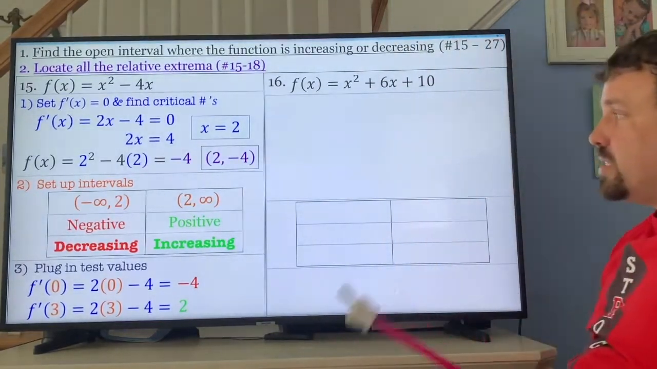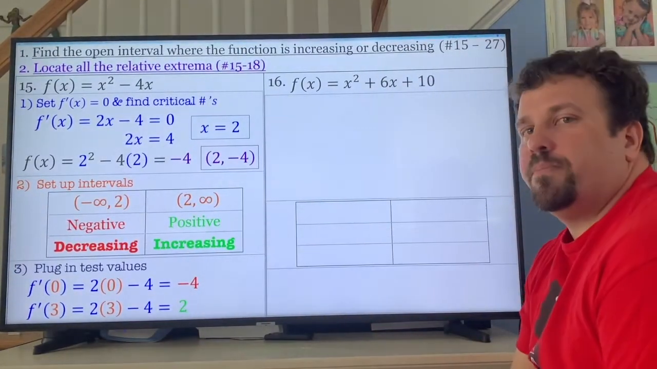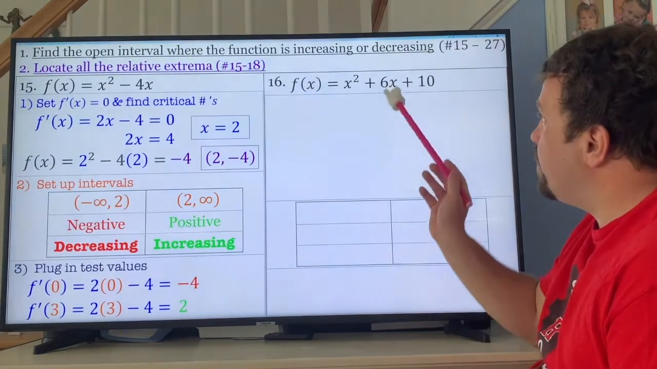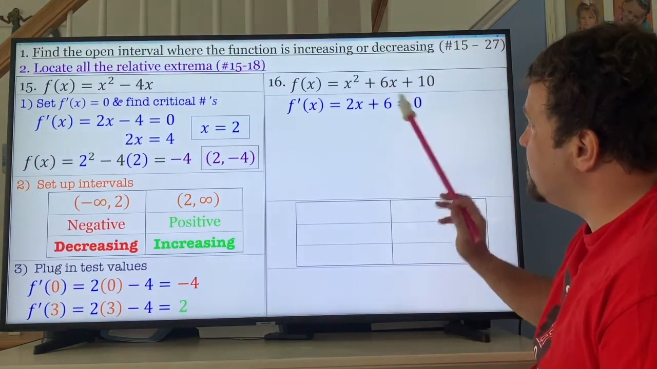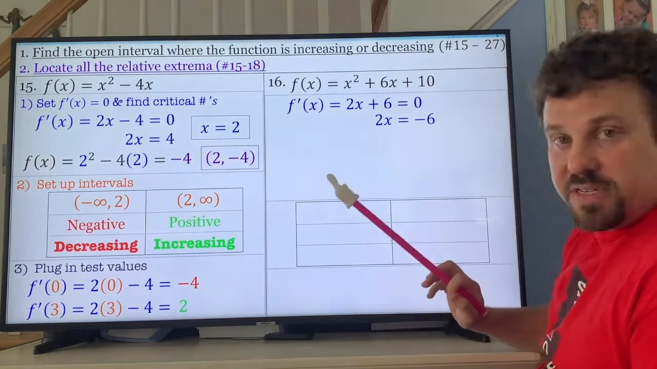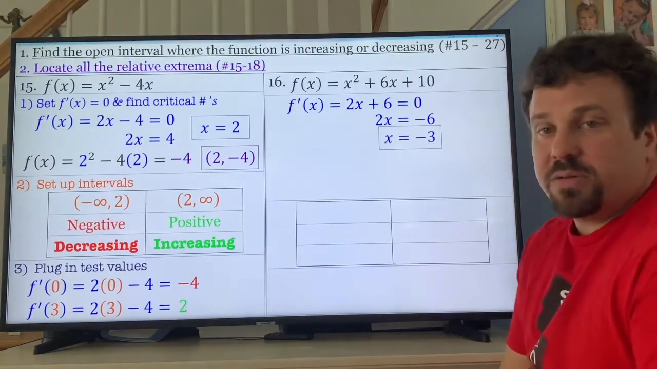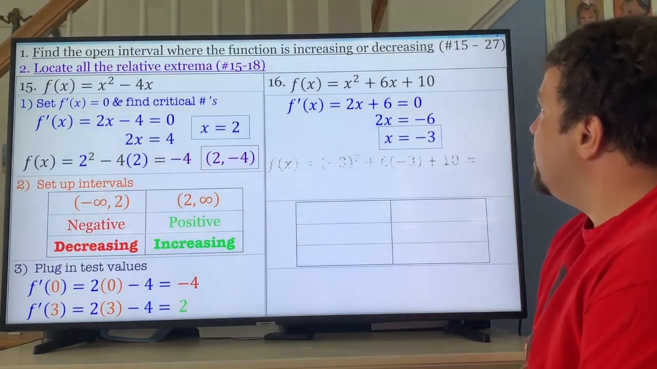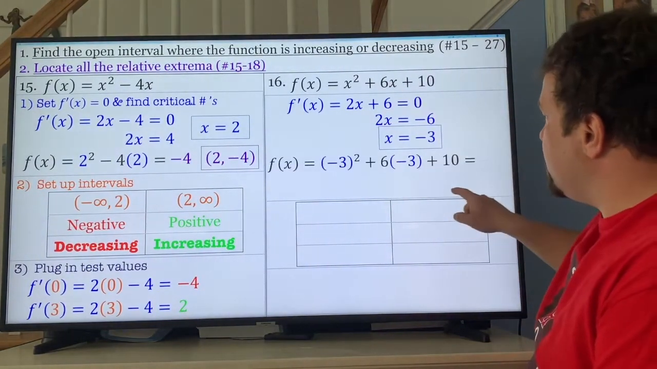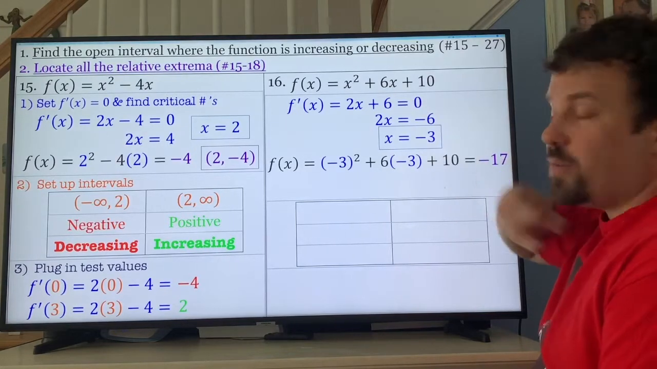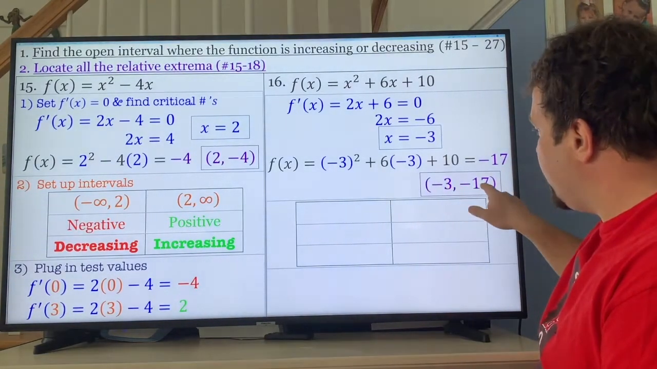All right, so try problem 16. Same concept that we did here. Good. 2x plus 6 equals 0. Subtract 6 from both sides. 2x is -6. Divide by 2 and x equals -3. All right. Take negative 3, plug it into that equation, you get negative 17.